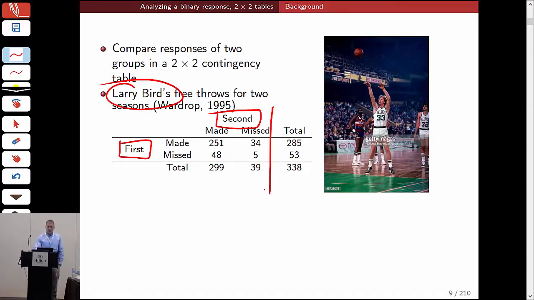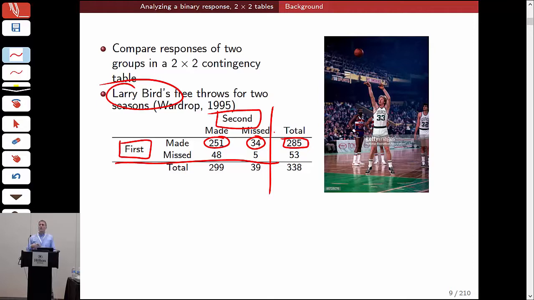So if we just focus on this 2x2 portion of the table here, what we see is that 251 times Larry Bird made the first and then also made the second. 34 times he made the first, but missed the second, and 285 times, outside this 2x2 part, he made the first free throw.